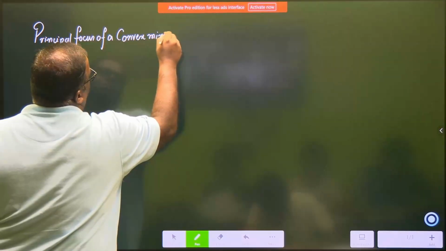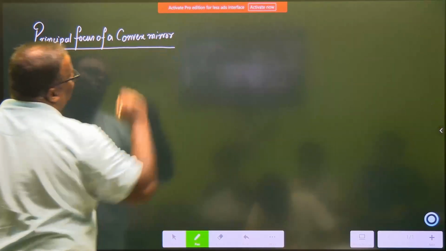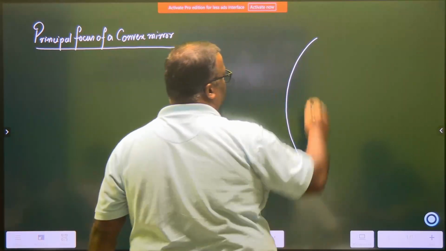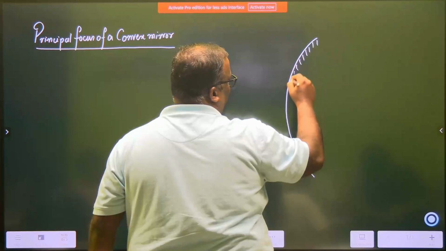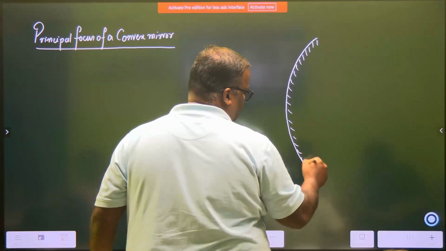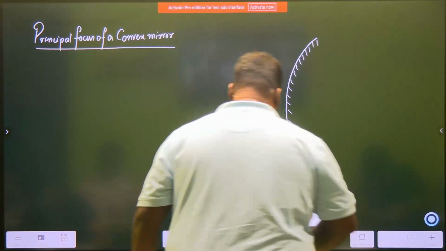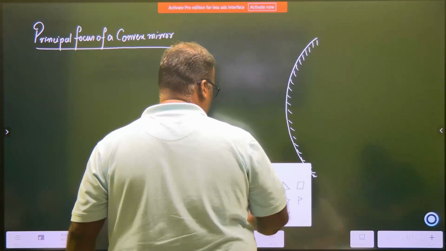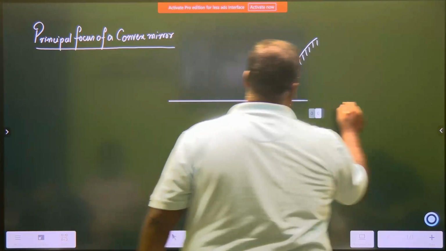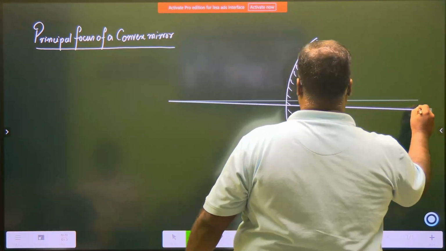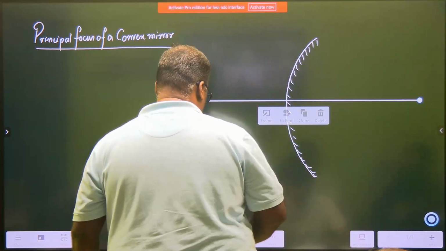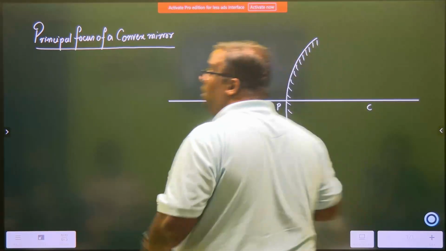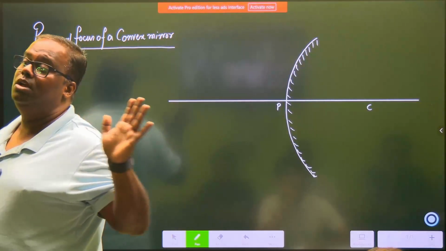A convex mirror is a mirror which bulges outwards. So this is my convex mirror, right? And obviously I will etch it on this side. And once I have made my convex mirror, I should be able to draw my principal axis. Now children, once I have drawn the principal axis, the pole will be here. The center of curvature will be now behind the mirror because you are drawing a convex mirror.